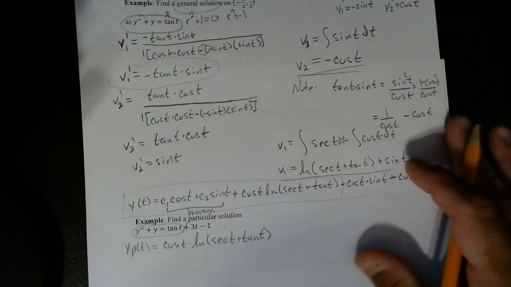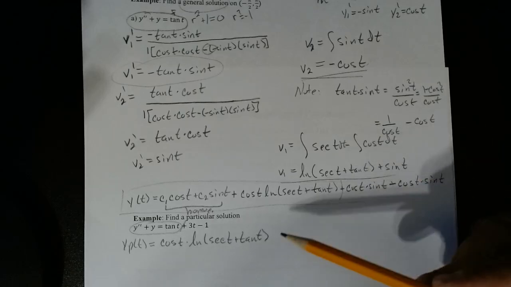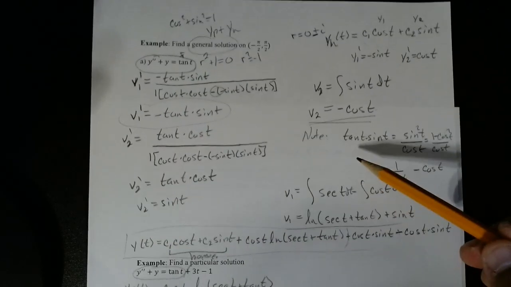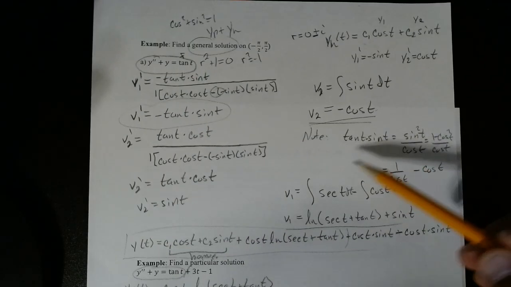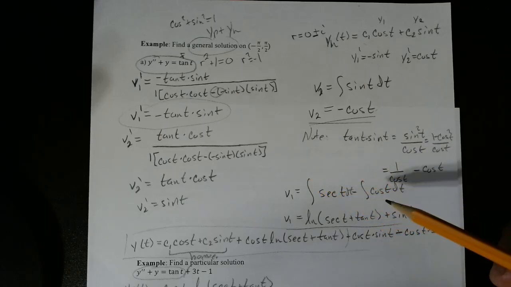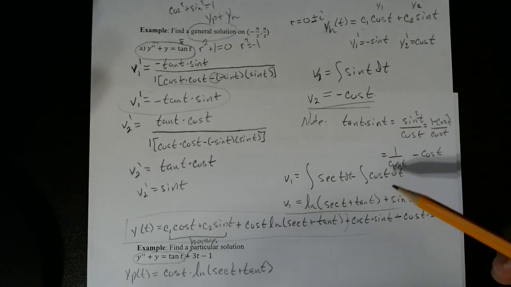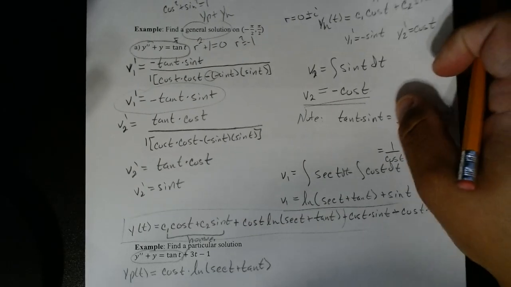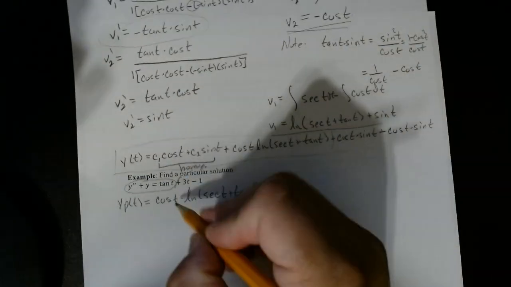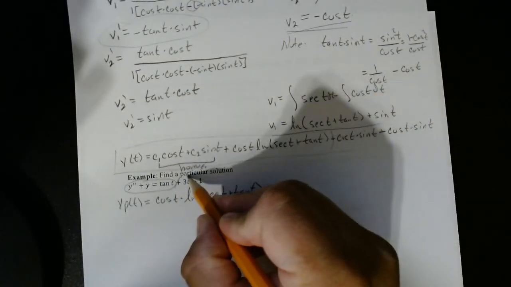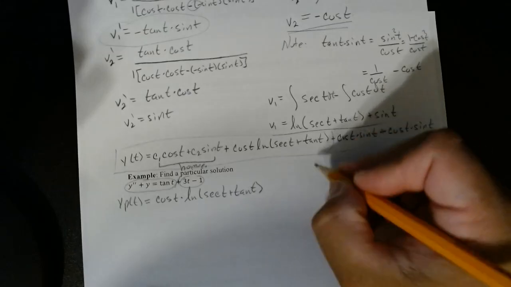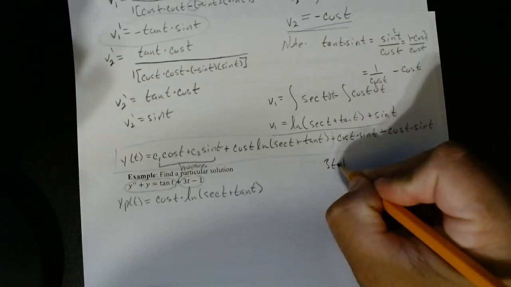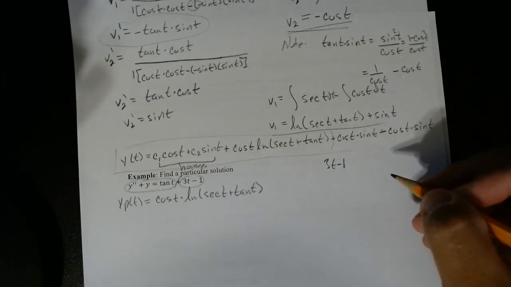All right. And this doesn't look correct. That's good. Yeah, that's right. The secant part, yeah, okay, good. Okay, that goes there. So now we're just going to go through this process. So in other words, the 3t minus 1 part.